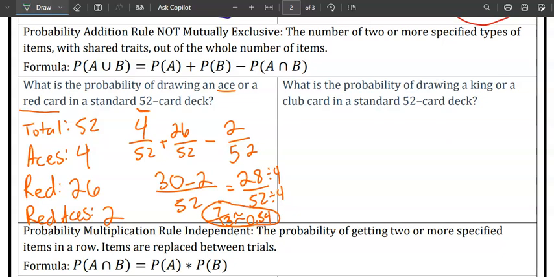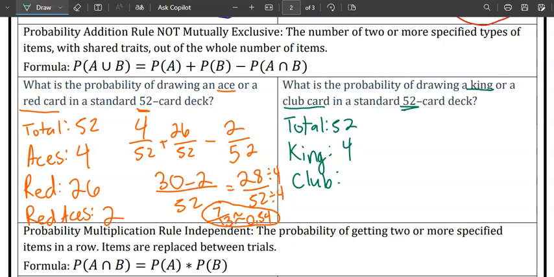What is the probability of drawing a king or a club card in a standard 52 card deck? The total cards is 52. There are 4 kings in the deck. Clubs, 1/4 of the cards are clubs, so that's 13. And then king of clubs is 1.